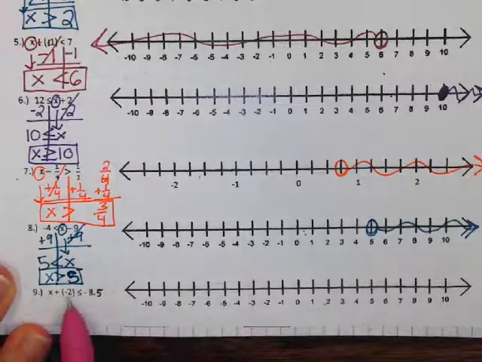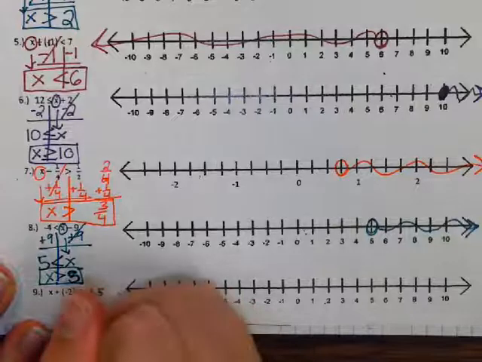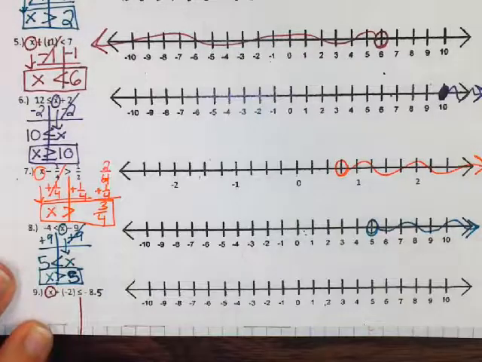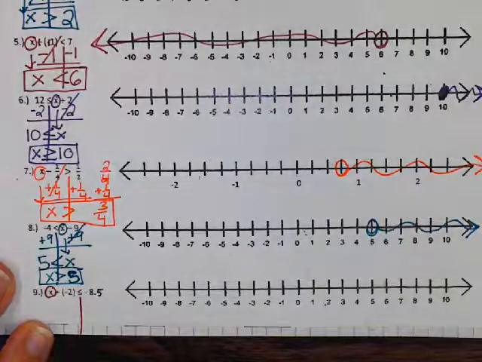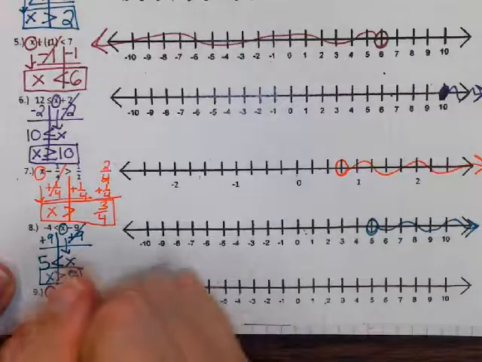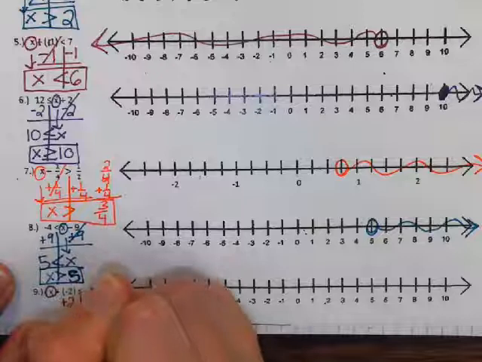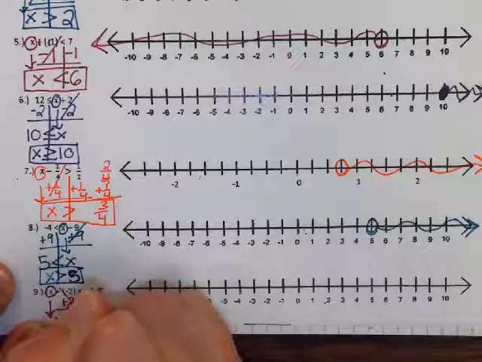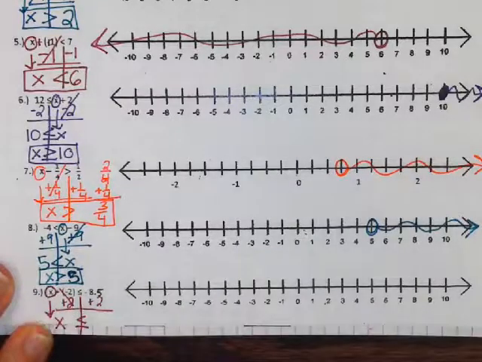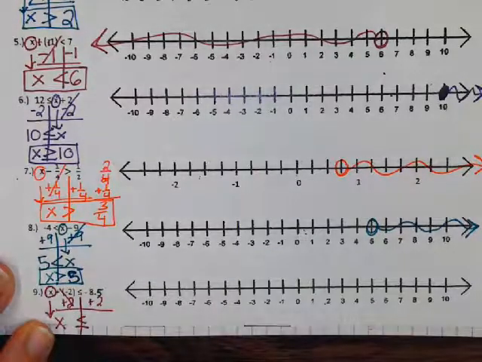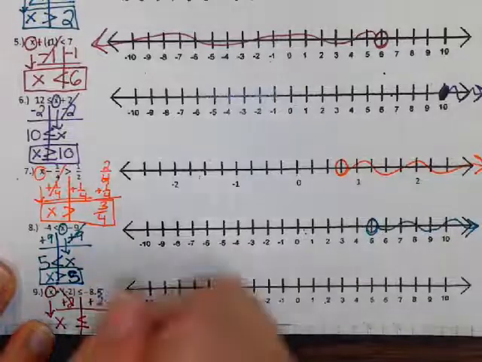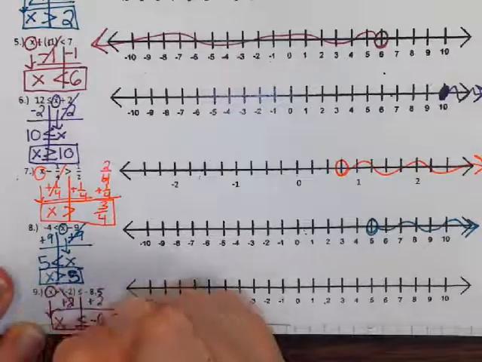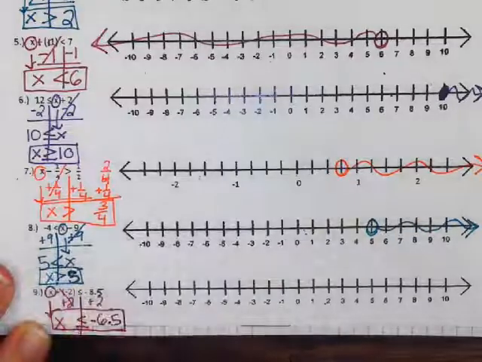X plus negative 2 is less than or equal to negative 8.5. Well, plus a negative is the same as minus a positive, so I need to add 2 to both sides. Bring down my variable, so x is less than or equal to negative 8.5 plus 2. I'm actually subtracting, so that's negative 6.5. So x is less than or equal to negative 6.5.